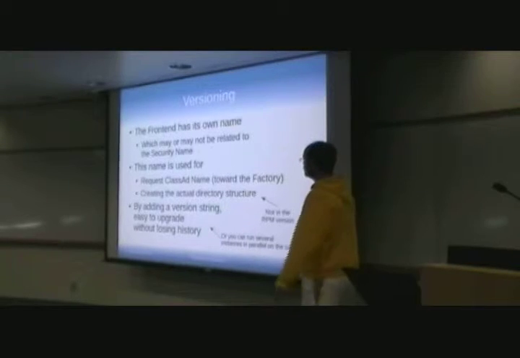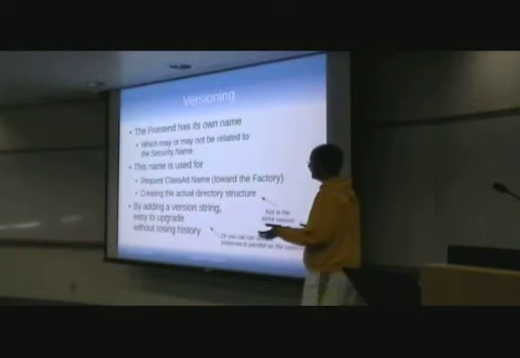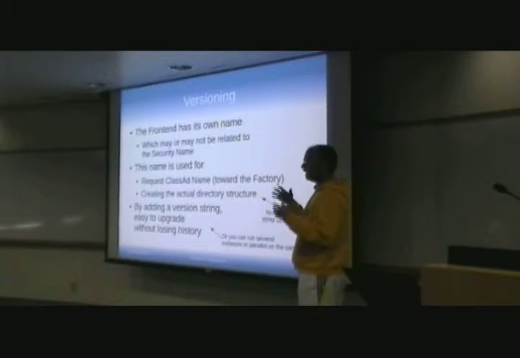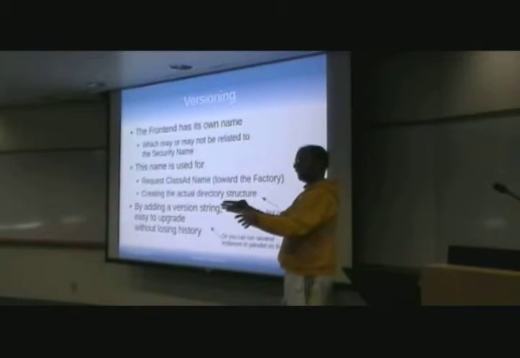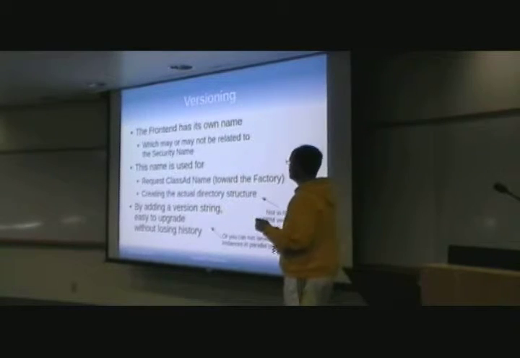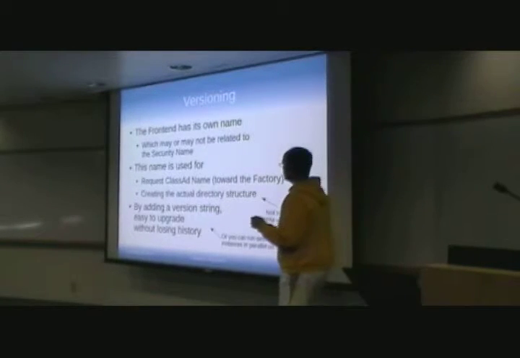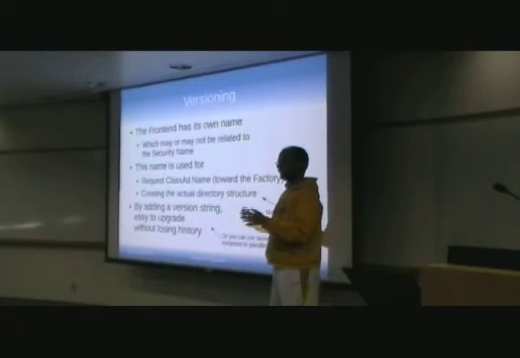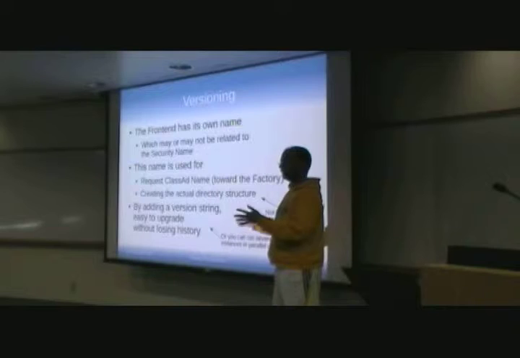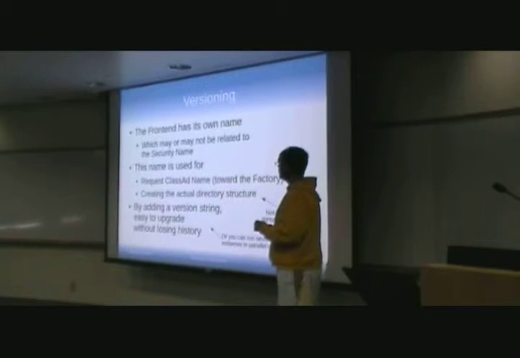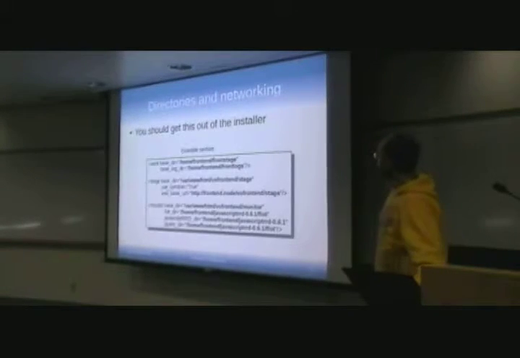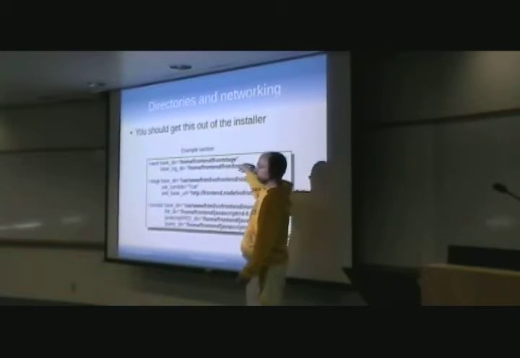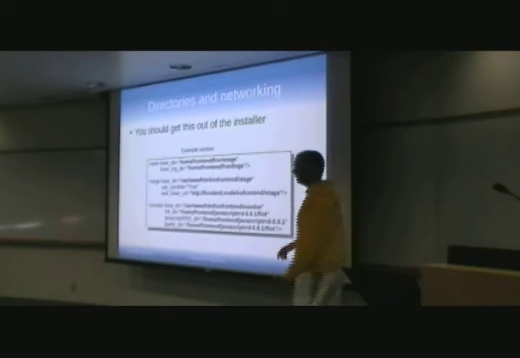So, what about versioning? The frontend gets its own name, which may or may not be related to the security name. This is what gets in the classad when it goes to the factory to make requests. However, it is also used to actually create the directory structure in the work area. What you provide here is just the base work directory, and then the real work directory is frontend_ followed by the actual frontend name.